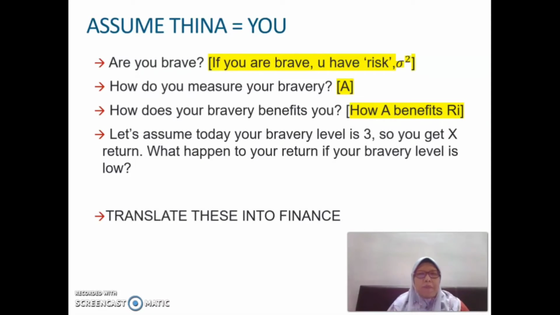Alright, so let's assume today your bravery level is 3, so you get X return. What happens to your return if your bravery level is low? What do you think? Is it that the braver you are, the more return you get, or the braver you are, the lesser return you get? In finance, you have come across this thing: high risk, high return. It means that the more you are ready to risk yourself by buying risky assets, the higher the return you should expect from your risk level just now.